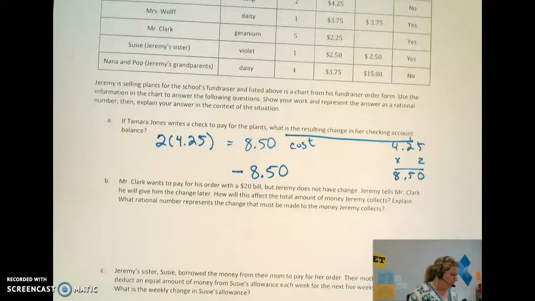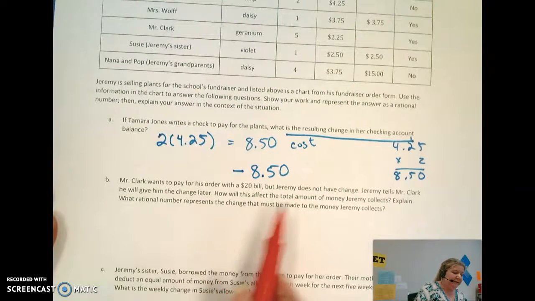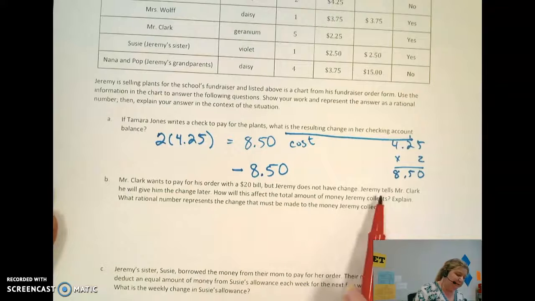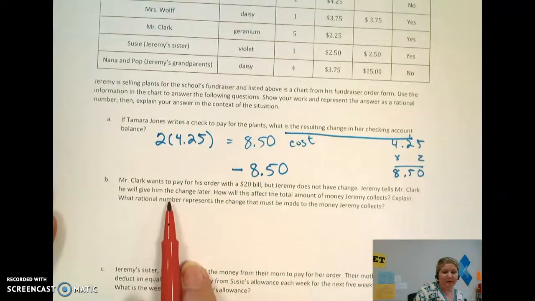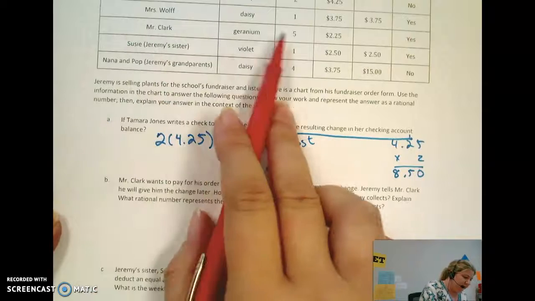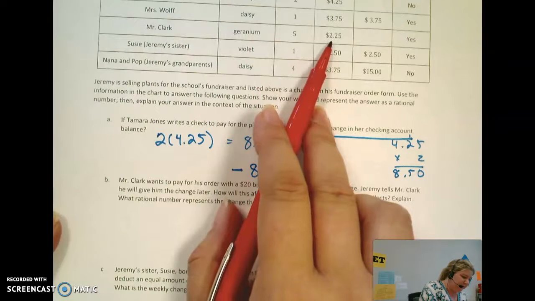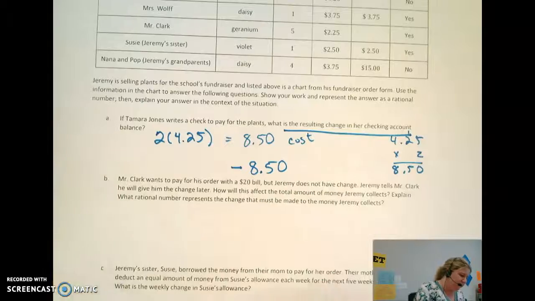Next question. Mr. Clark wants to pay for his order with a $20 bill. Jeremy doesn't have change, so Jeremy tells Mr. Clark he wants to give him the change later. How will this affect the total amount of money that Jeremy collects? So let's start there. So Mr. Clark, 5 geraniums, and they're $2.25 each. Oh, I could fill in what I know now.